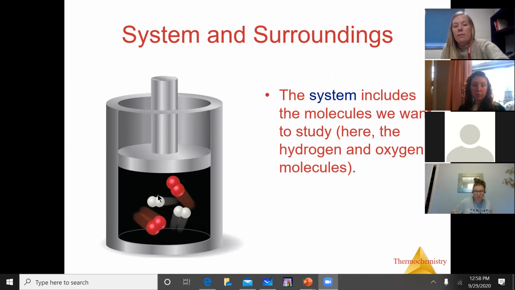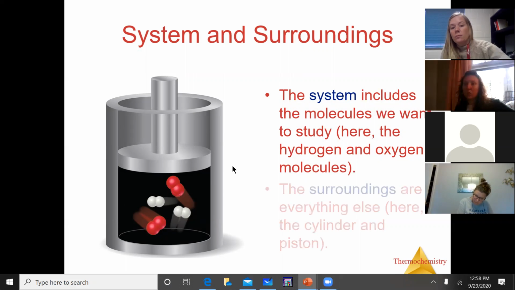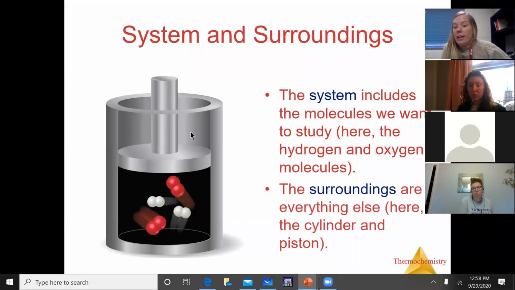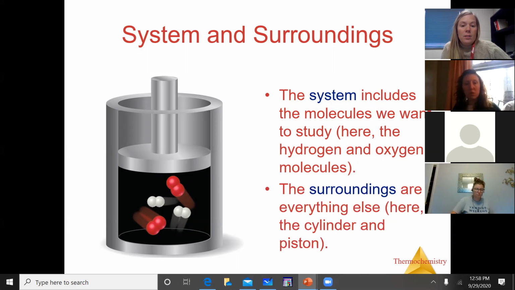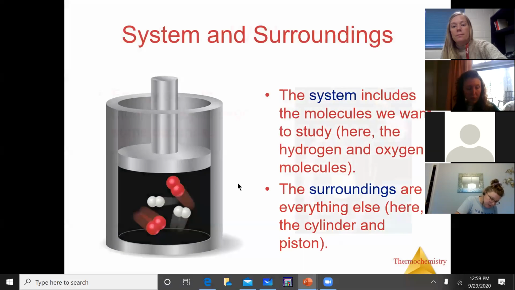The surrounding environment is going to be everything else. So the cylinder, the piston, the air around this, the universe around it. And we want to be able to separate that because when we're talking about energy, we want to be looking at, is energy flowing into the system that we're studying, or is it flowing out of the system into the surroundings?